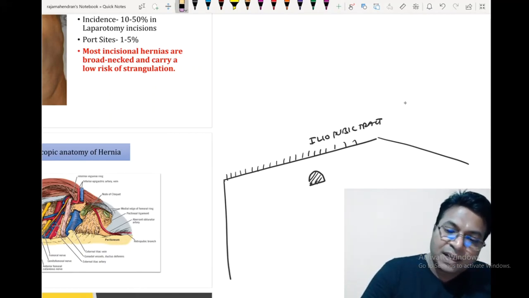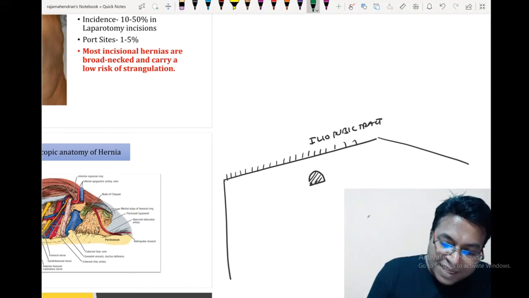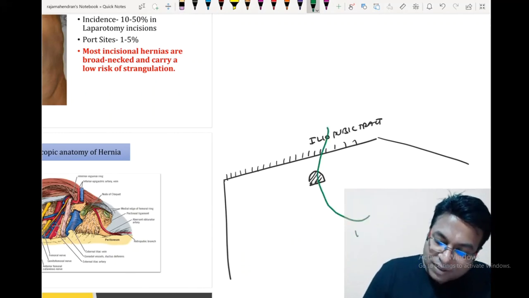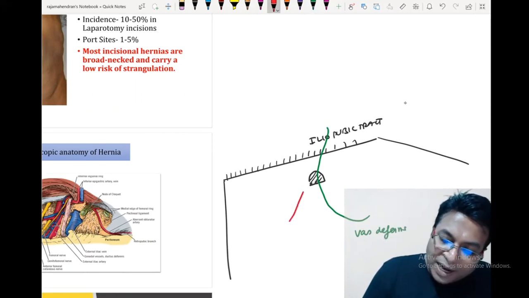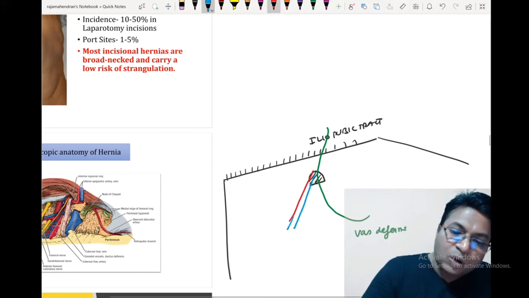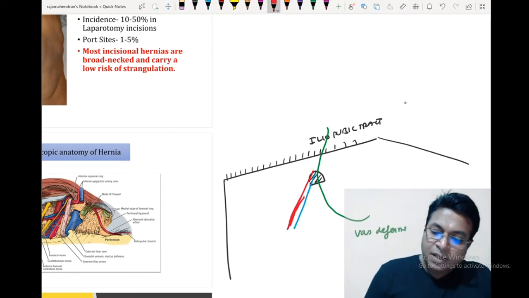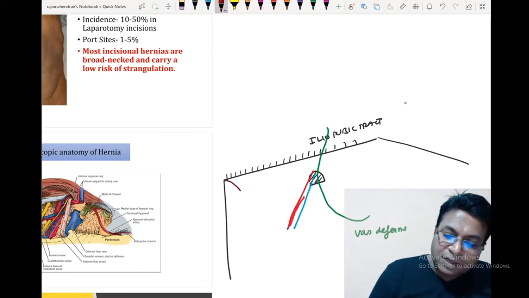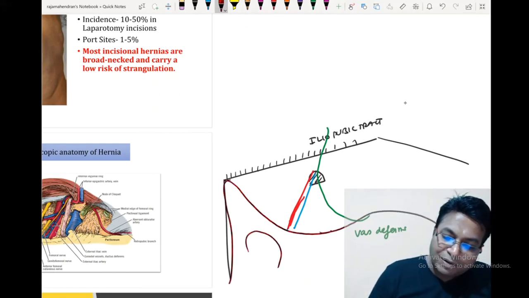This is a deep ring seen, and into the deep ring I am seeing the vas deferens entering. This is vas deferens. And these are gonadal vessels, testicular artery and testicular vein, entering. And this is the reflected part of peritoneum. Inside this the bowel, everything is present.